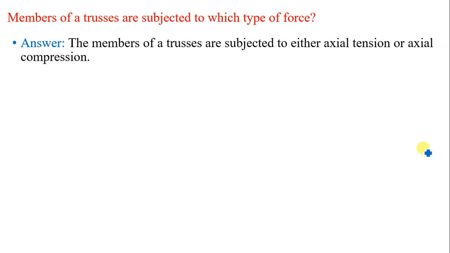So these are the fundamental questions which you must know when you are preparing for your interview as a structural engineer. Thank you.